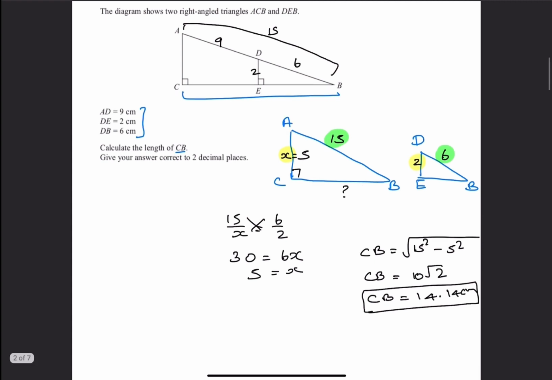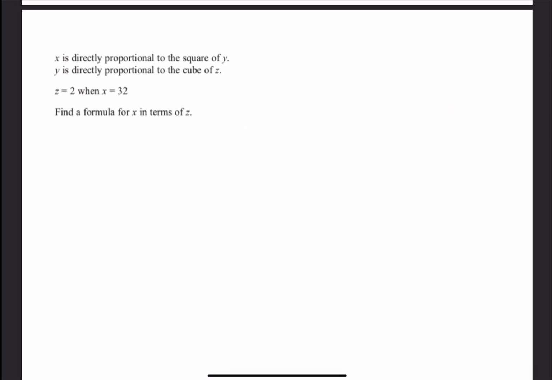Okay, let's look at this one. Direct and inverse proportion. In the first line, it says x is directly proportional to the square of y. Directly proportional means x equals k times y squared, the square of y. Cool. Next one, in the second line of the question, y is directly proportional to the cube of z, so that is k times z cubed. Cool.